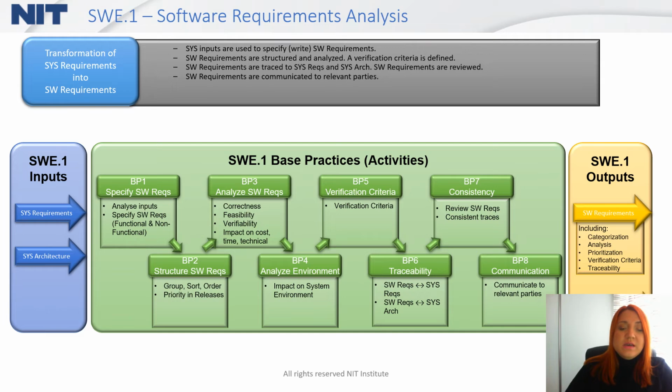This process is explained through 8 steps in the form of best practices. They are: specify software requirements, structure software requirements, analyze software requirements, analyze environment, find the verification criteria and write it, and then trace and check consistency. After you finish all the steps, you should communicate your software requirements to all affected parties. The outputs of this process are software requirements, which include categorization, analysis, prioritization, verification criteria, and traceability, and of course, the software requirements review.